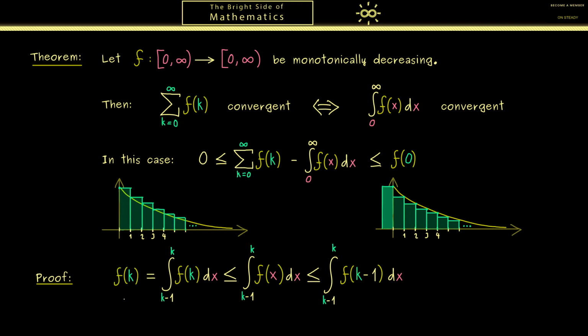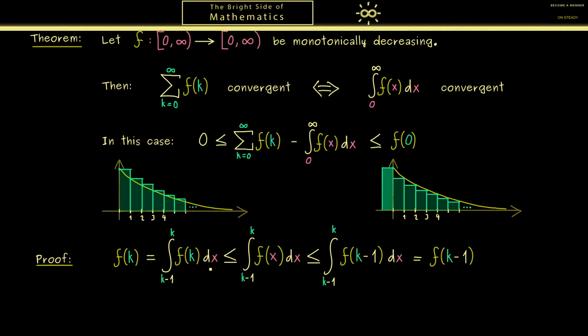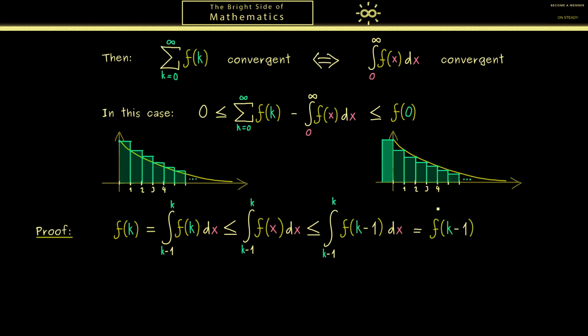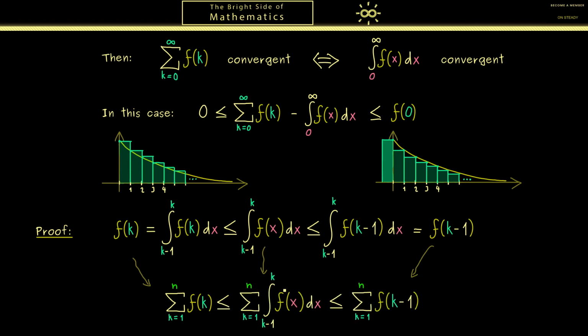In other words, this is simply the value f of k, and on the other side we have the value f of k minus 1. Therefore, in the next step we can sum up all the rectangles. Of course, when we start with 1 and go to n, we don't change the inequalities. Indeed, now we see the inequalities of the pictures again.